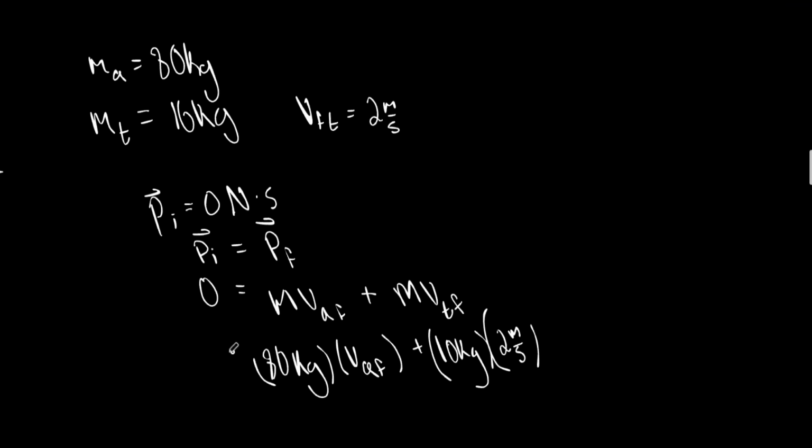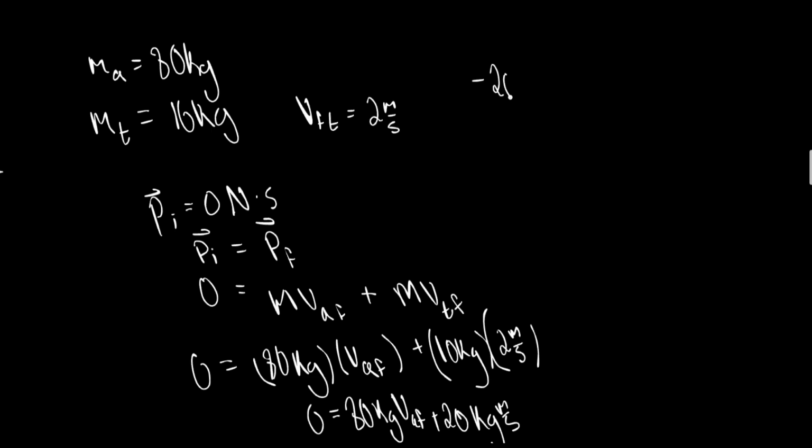And then the question is asking us to solve for the final velocity of the astronaut. So we can simply solve for v here. We know 10 times 2 is going to be 20 kilograms times meters per second, and then this is going to be 80 kilograms times my velocity, plus 0. We can subtract the 20 from both sides, which will leave us with negative 20 kilograms times meters per second equals 80 kilograms times the astronaut's final velocity.